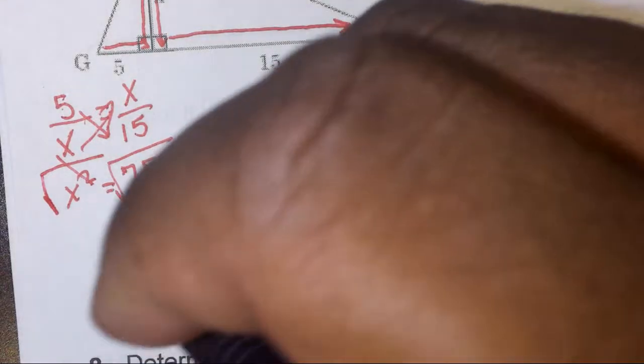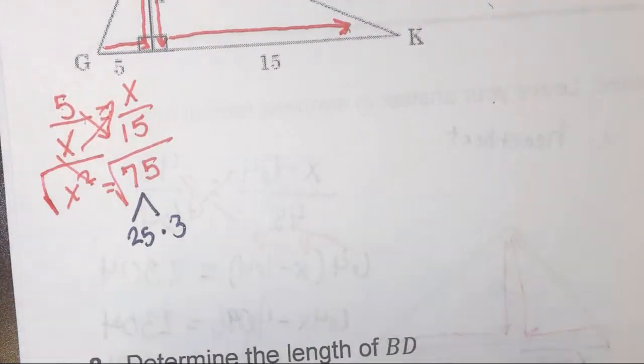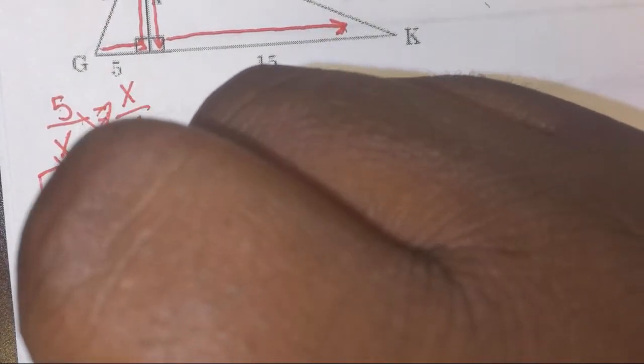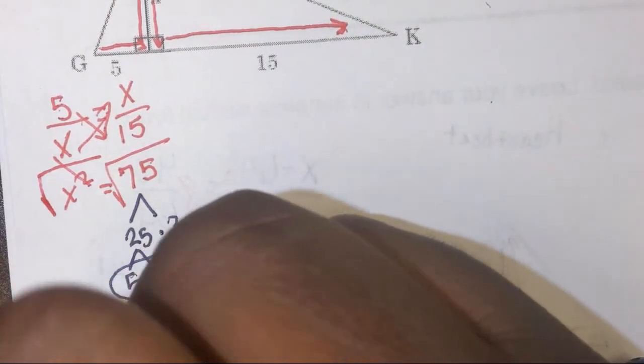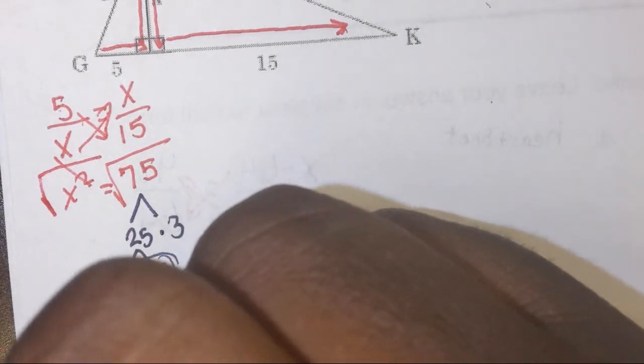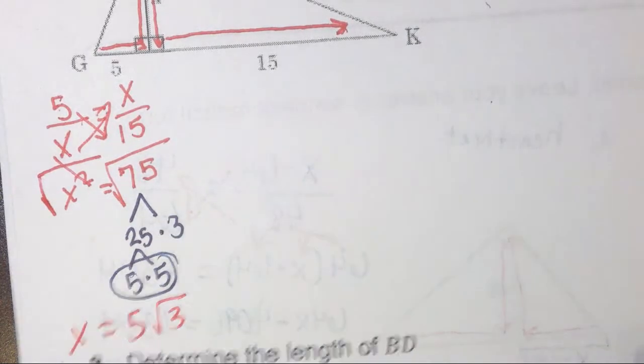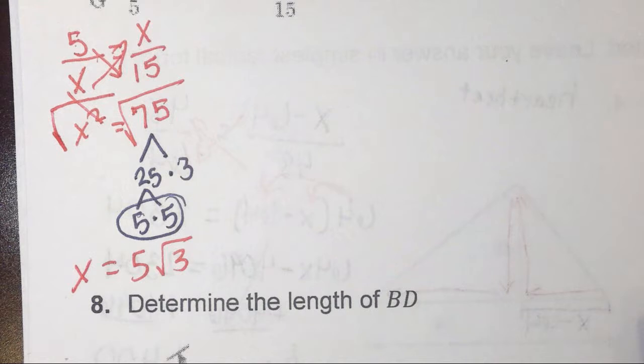Thank you, Jaquan. And 5 and 3. We could have just did 25 and 3. Let's just do that. It's easier. Let's do 25 and 3. 25 and 3. 5 and 5. And there you go. X equals what? Thank you. So that's my x, 5 square root 3.